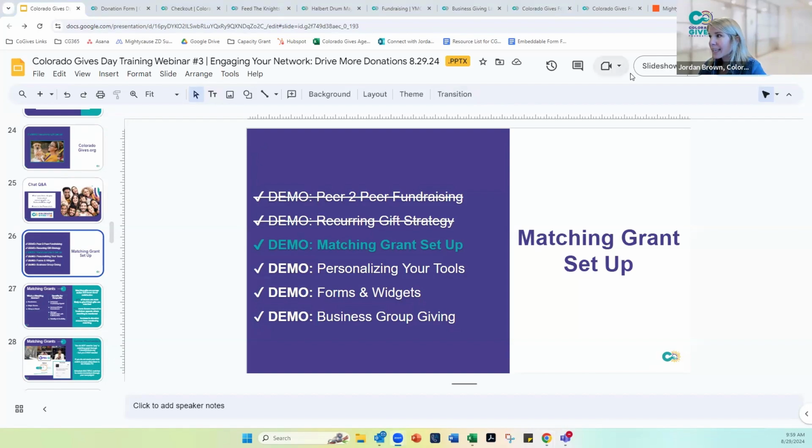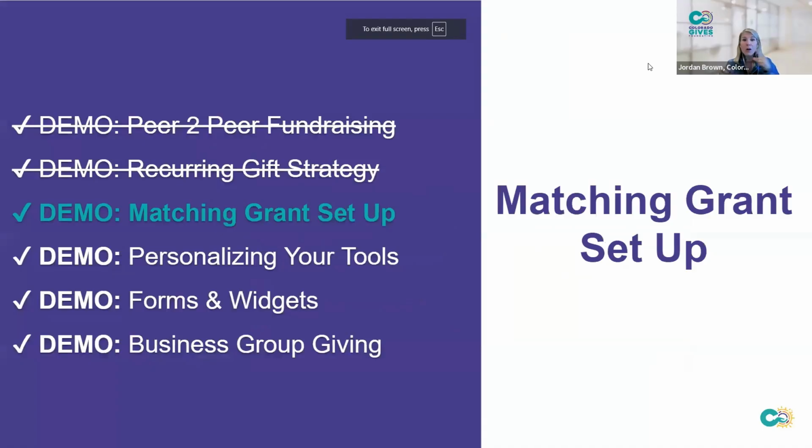Let's head back in. So we saw peer-to-peer fundraising pages. We talked about the 3 peer-to-peer fundraising page types and how you can create them. We talked about recurring gifts strategy. Now we're going to talk about matching grants.